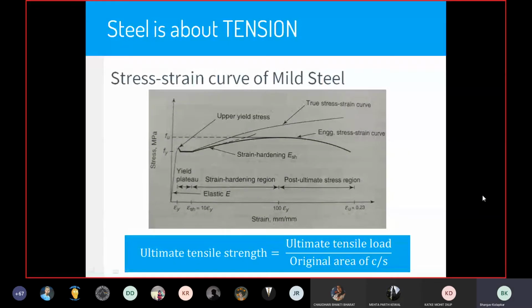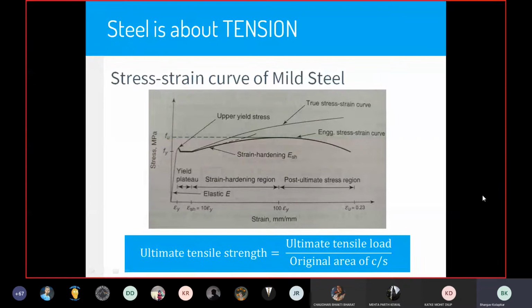So this was just a brief preview of how the coupon behaves when it is loaded. Now, from this experiment, there are a few things that we want to know. The first thing is, what is the maximum load at which this failure occurred? So we know the strength of it. And the next thing that we want to know is how much it has elongated, which means we want a measure of ductility, or how ductile this particular material is.